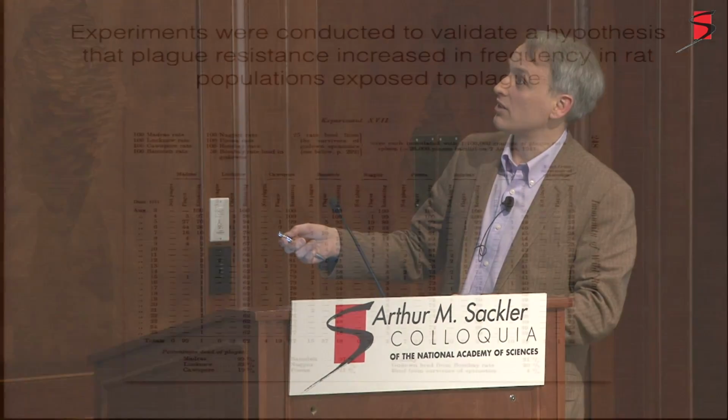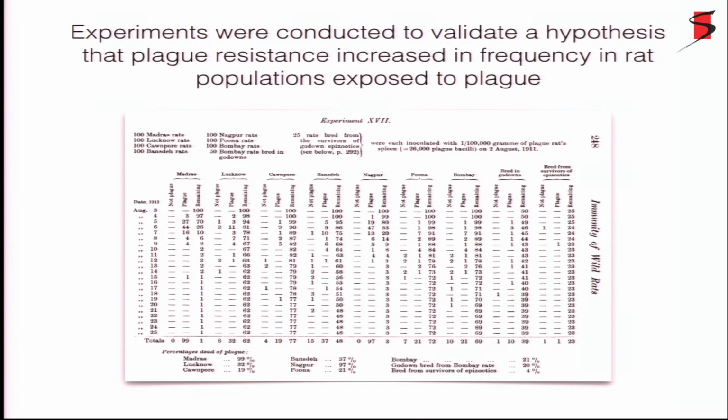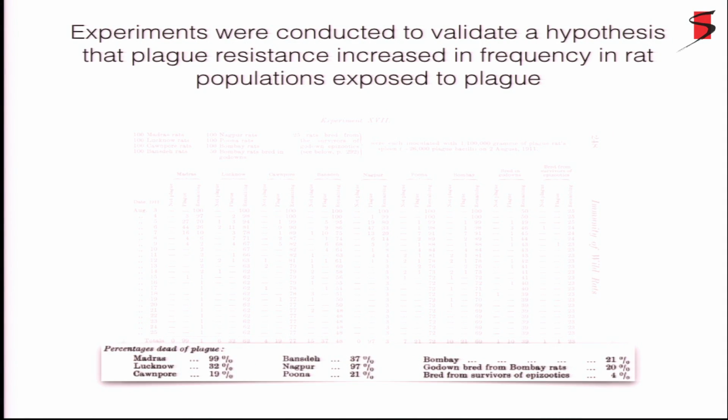So experiments were conducted to validate this hypothesis, and this is just another table of similar data, but it's a little clearer for you, so maybe you can actually see something, especially if I blow up a part. I'll just show you this part in particular. I hope you can read this, but this is just the percentages dead of plague overall. In Madras, 99%, and then in various other places that suffered much more plague, lower. In Nagpur, which suffered very little plague, 97%, and in Bombay, where there was a terrible plague epidemic for many years, 21% mortality. In other words, 80% of them are surviving compared to 100% after a collection from Bombay. And then they also bred these Bombay rats in go-downs exposed to plague and showed that you could get the resistance level up to 96%.